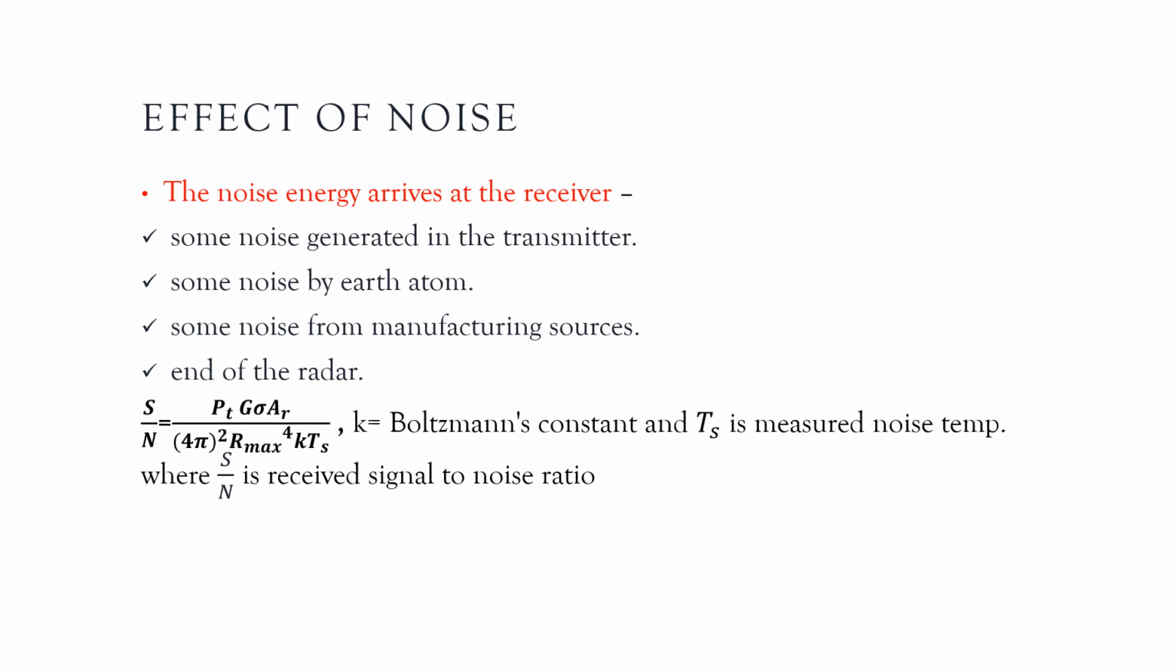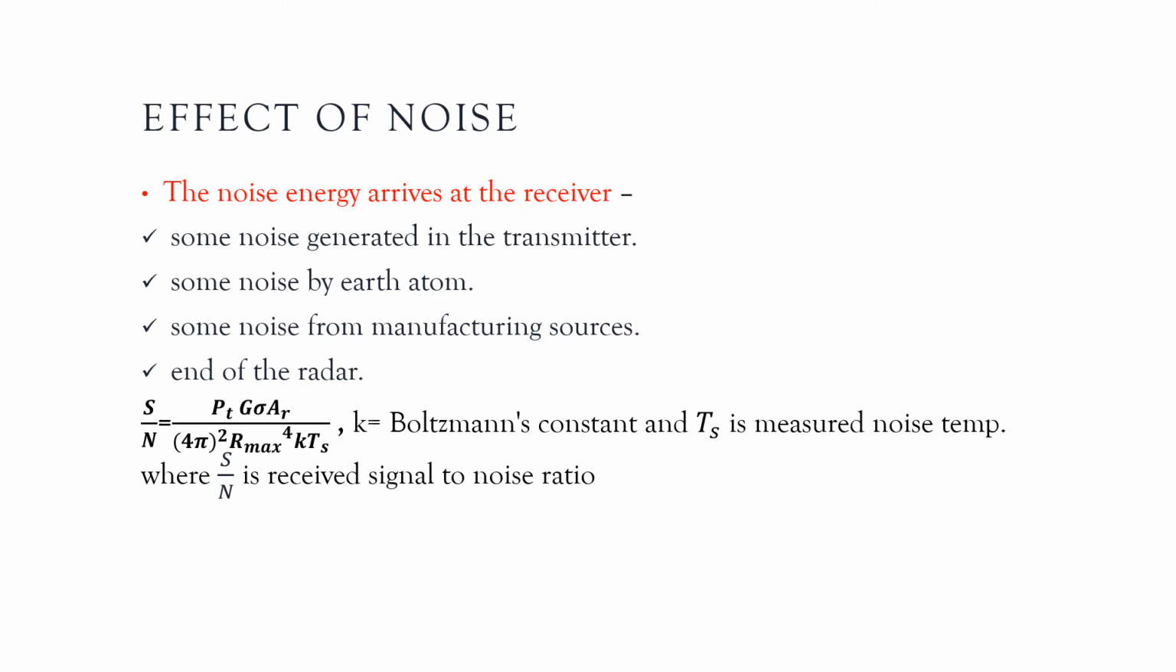So the signal to noise ratio can be written in the form of P_T G A_R σ over 4π² R_max to the power four, times kT_s, where k is the Boltzmann constant and T_s is the measured noise temperature, and S/N is the received signal to noise ratio.